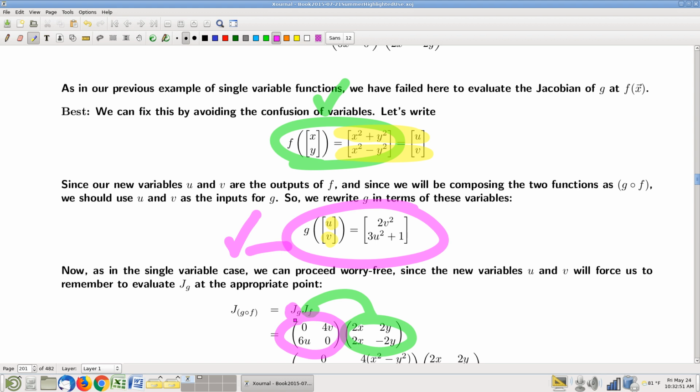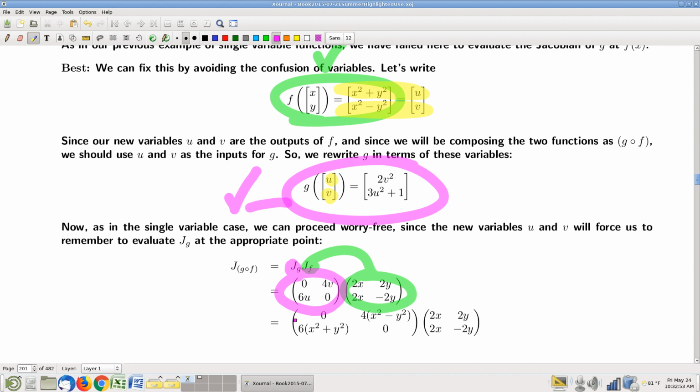So now, don't forget you've got to plug in appropriately. How do you do that plug in? What are u and v? Well, as I have highlighted in yellow here, the things that go into g are the things that came out of f. They are x squared plus y squared, x squared minus y squared, as I see there in yellow. And then you can multiply these matrices, and there you go.